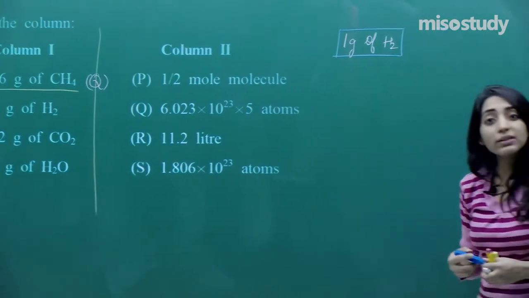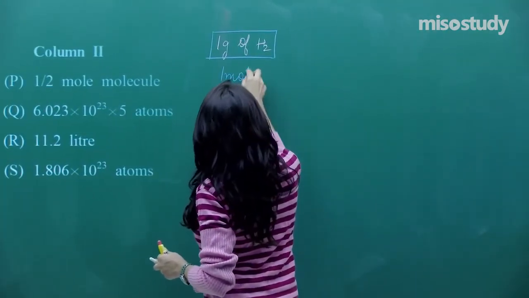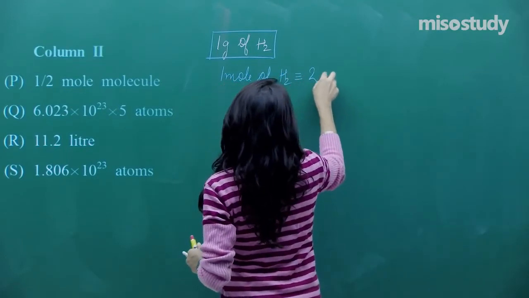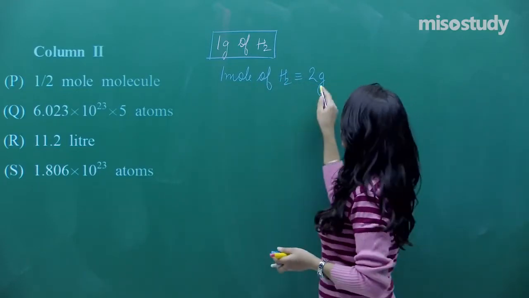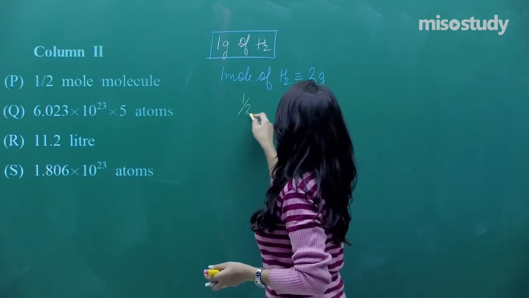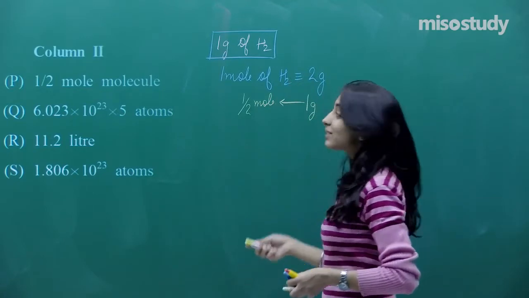So what is the molar mass of hydrogen? It is 2 gram per mole, right? So 1 mole of hydrogen will be equal to 2 grams. Am I right? So if I am talking about 1 gram of hydrogen, don't you think it will be 1 by 2 moles? Oh wow, I got P as the correct answer, right?